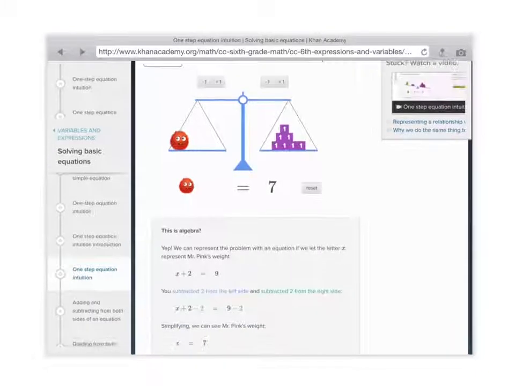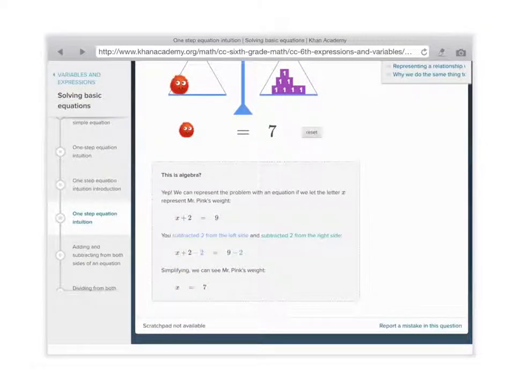If we look down at the algebra part of this, we start off with x plus 2 equals 9. Then what we did to the balance is we subtracted 2 from the side that Mr. Pink was on, and to balance that back out, we had to subtract 2 from the right side of the equation. So the value of x, or the value of Mr. Pink, was 7.